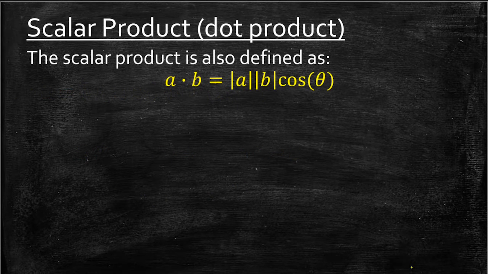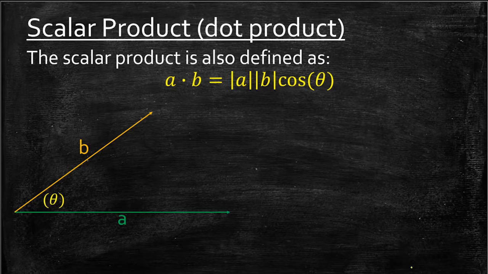The second definition that you may have seen before is where we have a dot b equals the modulus of a times the modulus of b times cos of theta. I'm first going to go over a proof of this result, and then we're going to talk about a few problems. So let's assume we have a vector A and a vector B, and we'll also have the angle between A and B.